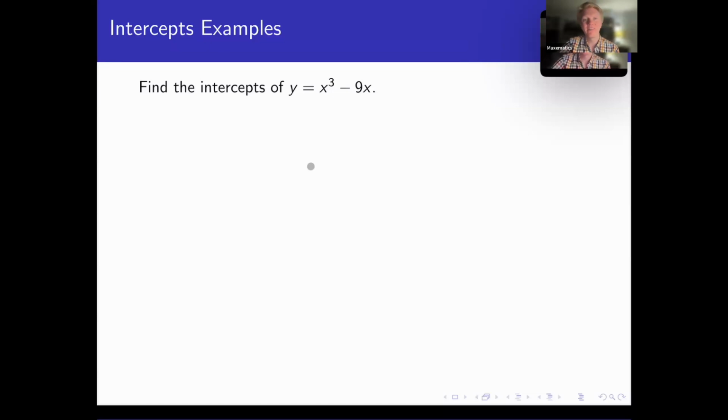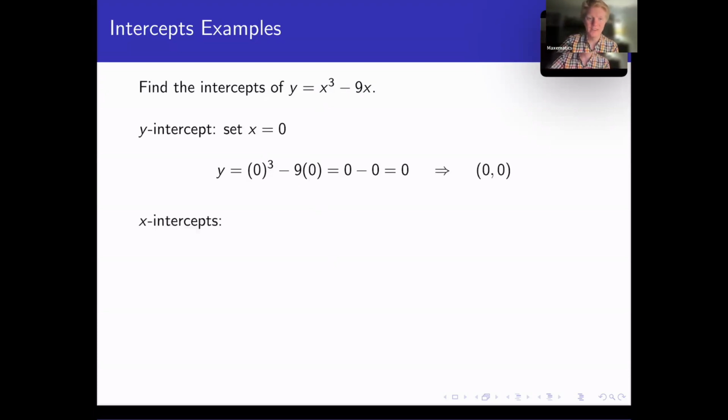Okay, another one. Find the intercepts of y equals x cubed minus 9x. Y-intercept, set x equal to 0. Well, this is pretty nice. 0 cubed is 0. 9 times 0 is 0. 0 minus 0 is just 0. All right, cool, nice. (0, 0) is our y-intercept.